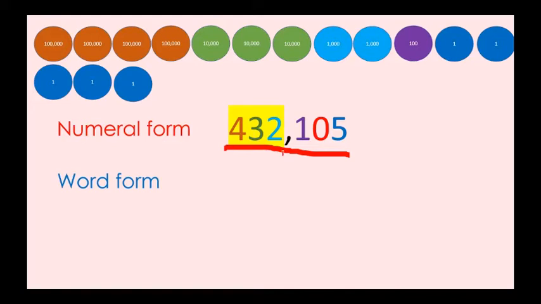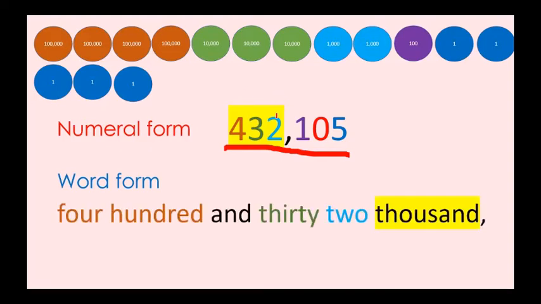So we'd start with our thousands. How many hundreds? There's 430 and a 2. So 432,000. 432,000. And then we've got 105.